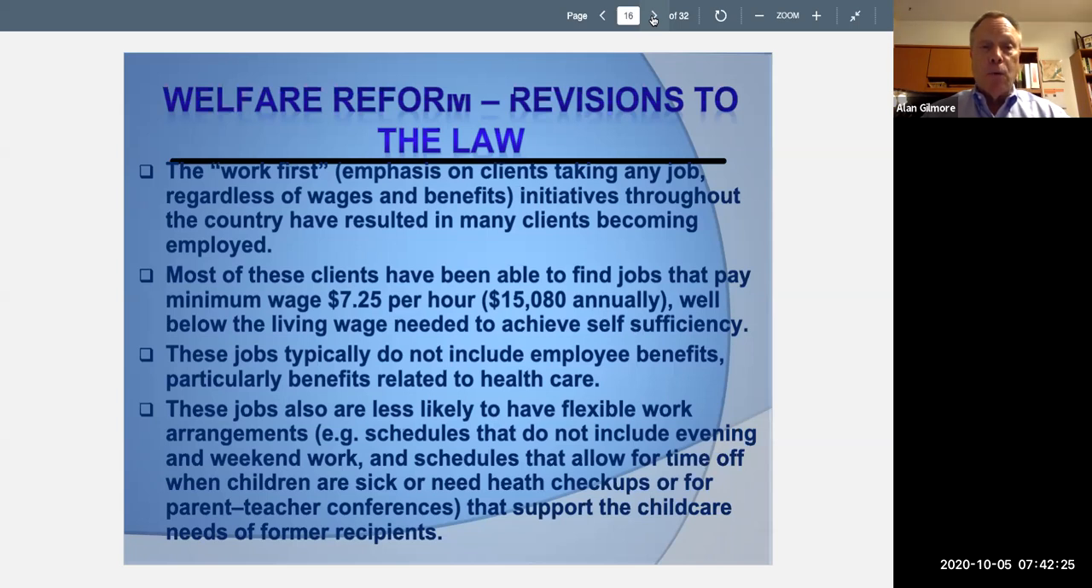Many of the jobs that people were trained for and eventually found themselves in did not include things like employee benefits, particularly benefits related to healthcare. So there was still a need for things like Medi-Cal. And these jobs also are less likely to have flexible work arrangements, so it may impact their ability to care for their children, find time off for when their kids are sick or when they need health checkups or for things like parent-teacher conferences. So there was a real need, and there continues to be a real need, for jobs that can also support the childcare needs of these participants.